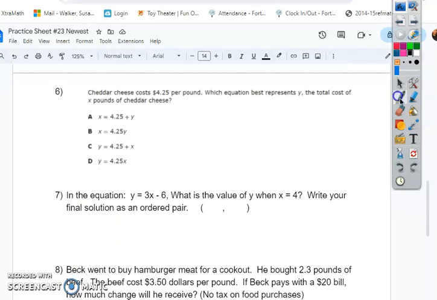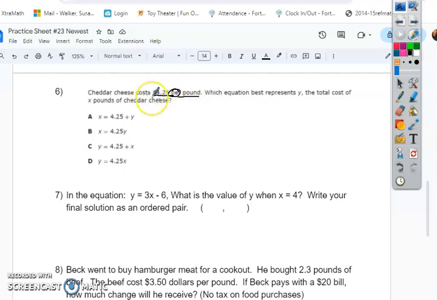Number 6. I'm going to help you with this. This was a star problem. And I'm going to just let you know a couple things. Almost always, guys, it's going to be y equals. Maybe in algebra a couple of times you're solving for x. But we are going to probably do y equals. Now I'm going to check with that on my problem. This says cheddar cheese costs $4.25 per pound, right? Which equation best represents y, the total cost of x pounds of cheddar cheese?